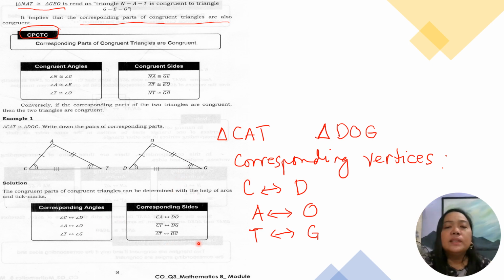What about the corresponding sides? Using the tick marks, we can see that CA corresponds to DO, AT corresponds with OG, while CT corresponds to DG. So here are the corresponding sides.